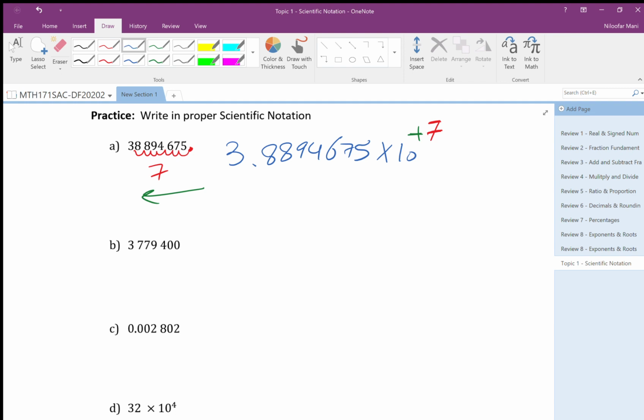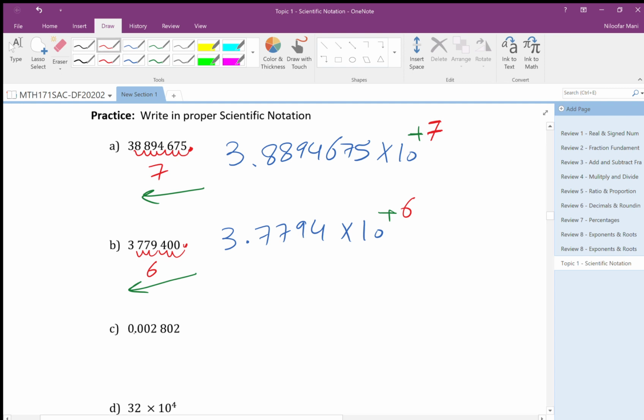Okay, so how about here? I don't see any decimal, so I put it here. Then how many moves? 1, 2, 3, 4, 5, 6. Okay, I have 6 moves in this direction. So positive. So 3.7794 multiple 10 power plus 6.